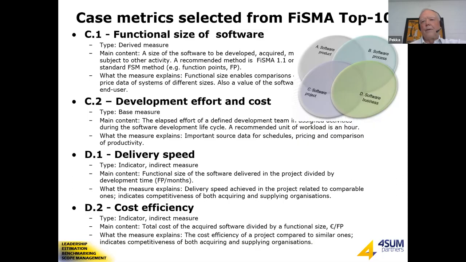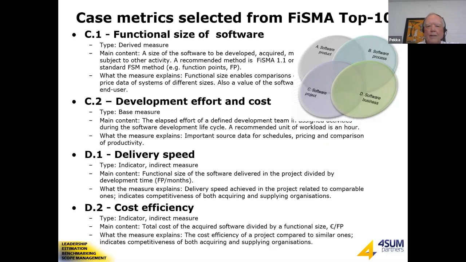And then in the upper corner, there are the four different areas where FiSMA is recommending these metrics. C is software project, or actually should be software development. And then software business is D. So all these four come from C and D. We are not measuring processes here or product. We don't have any product metrics in this case.